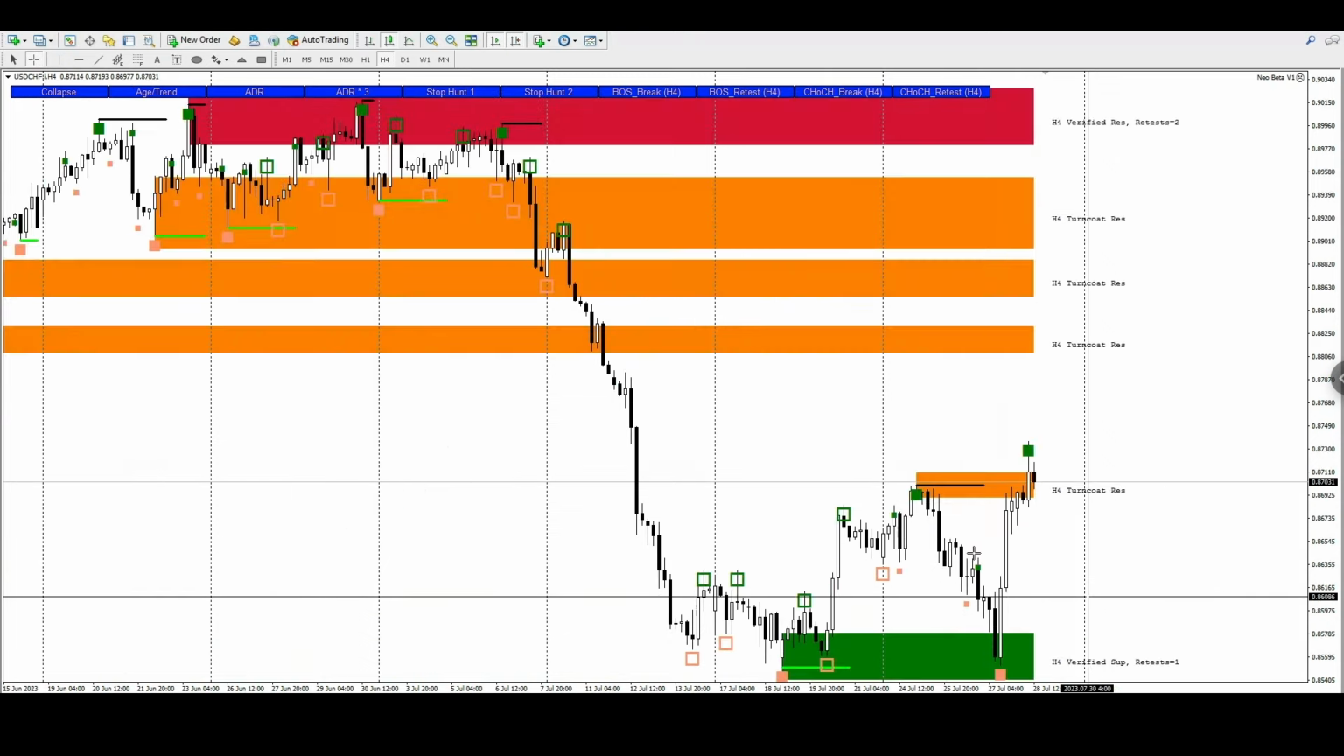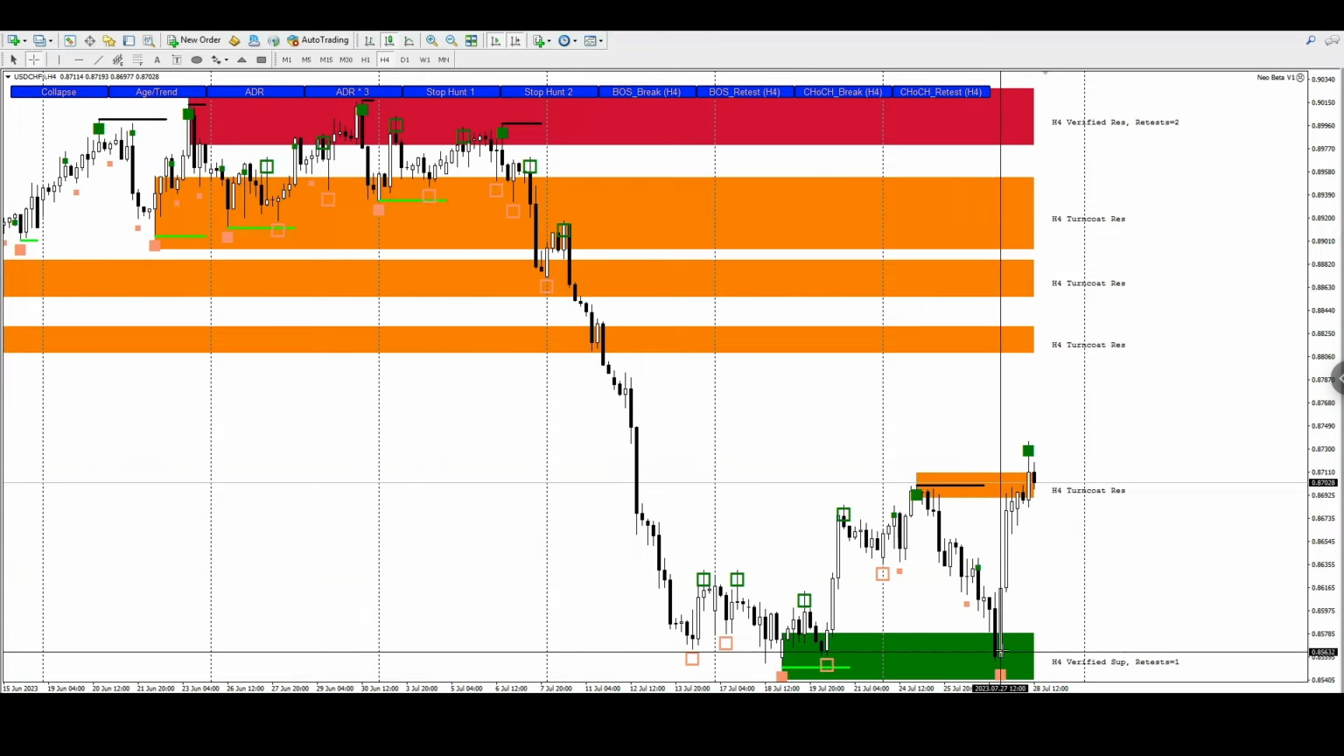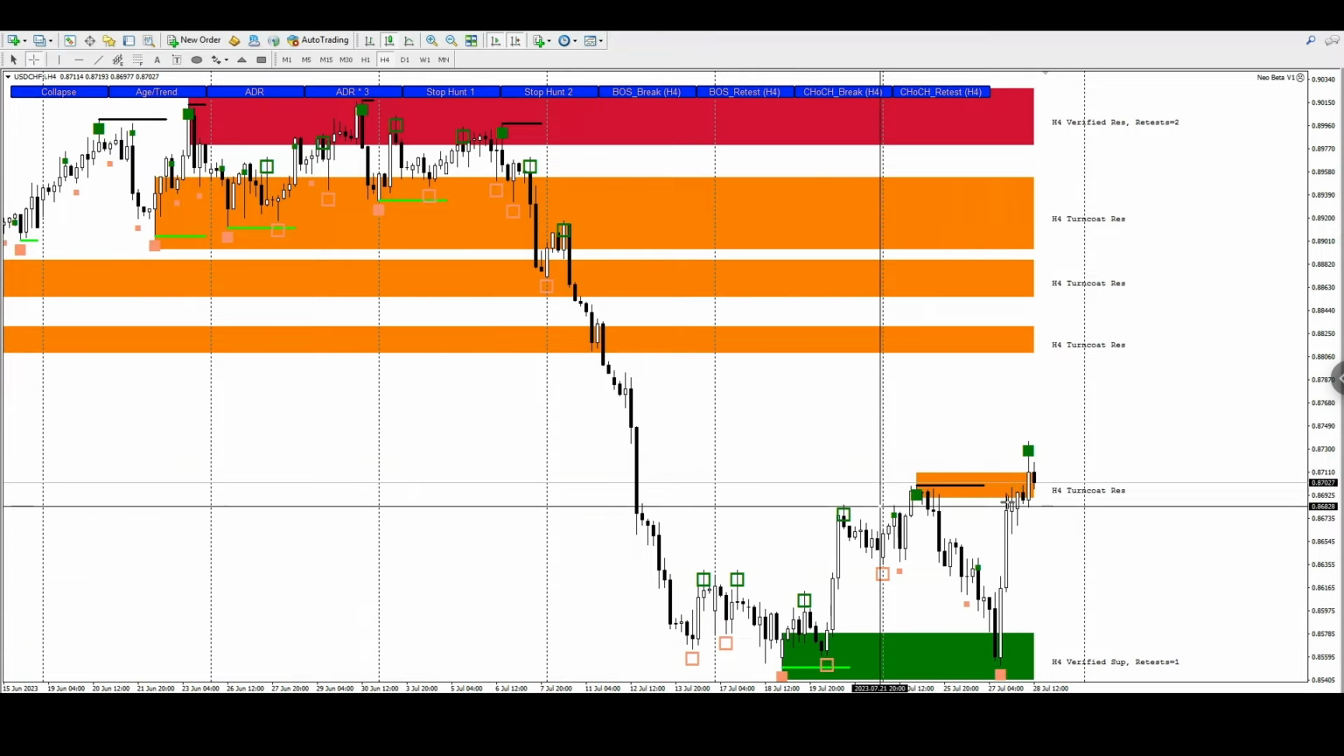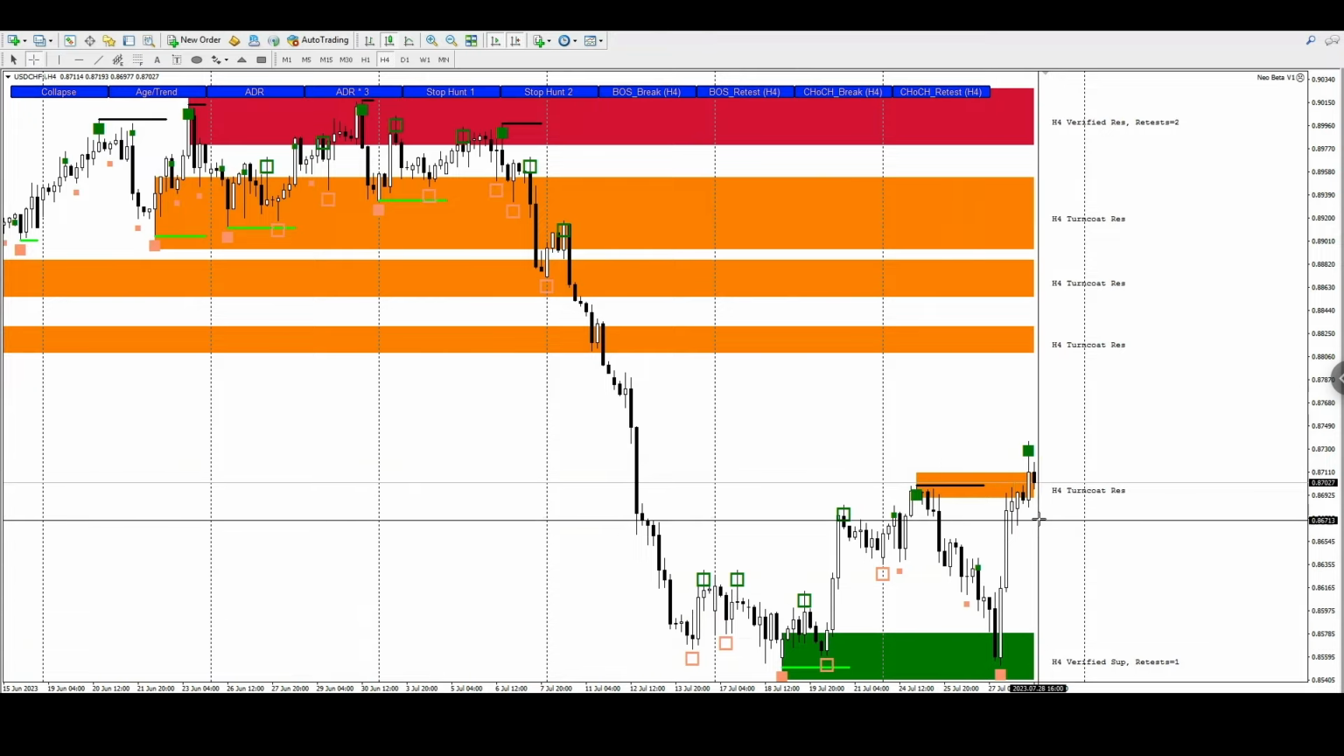And now we have USD CHF over here as well. We can see the same thing. Price action has bought up. It's created a 4-hour turncoat as well. So literally our entry would be just right here.